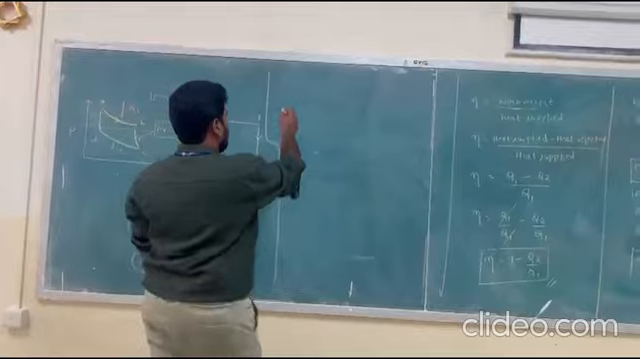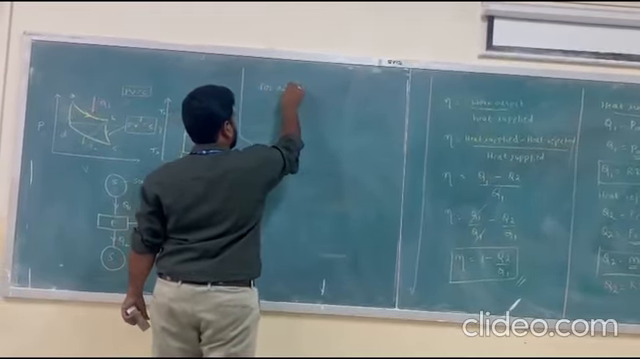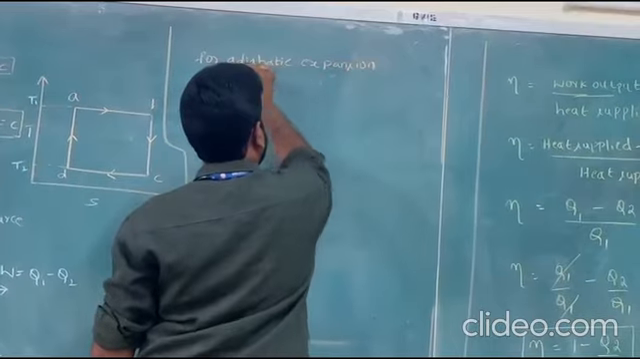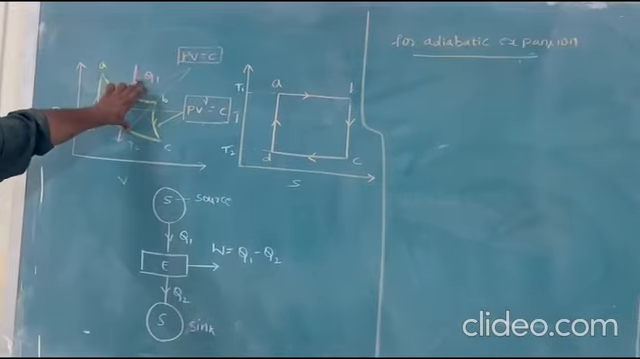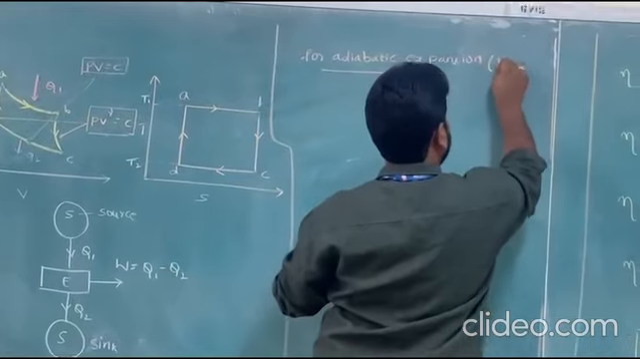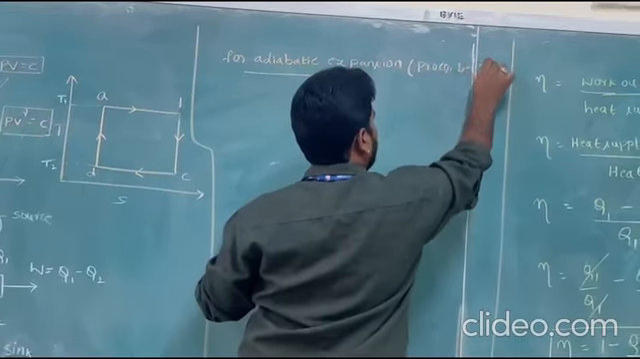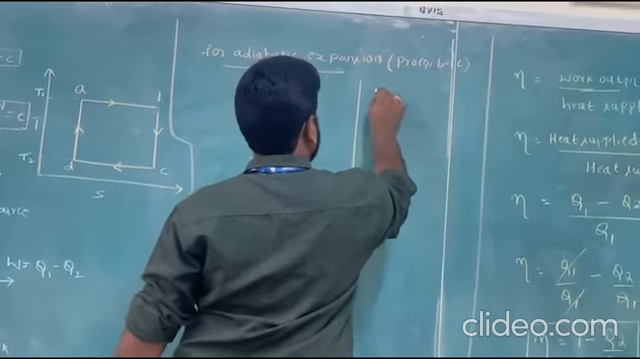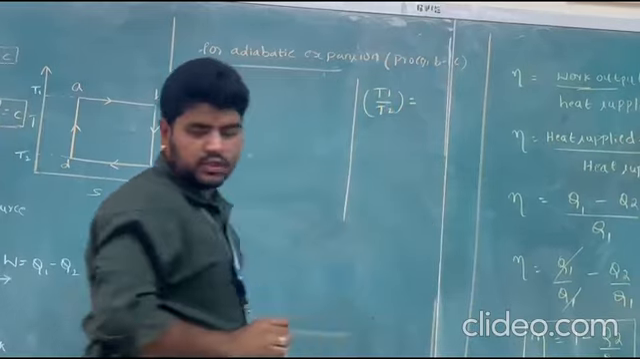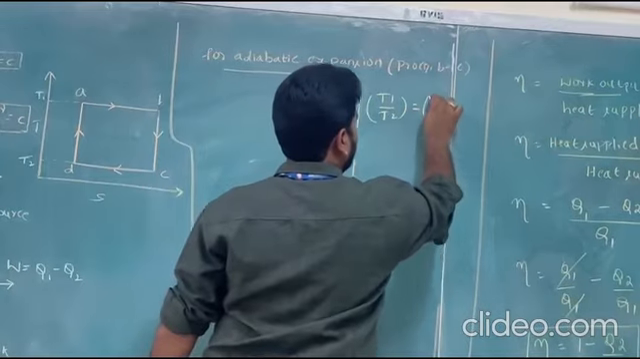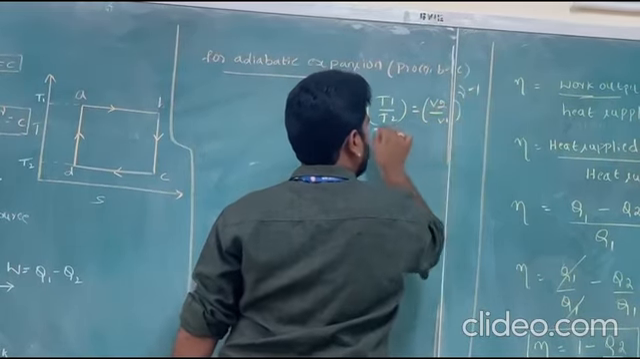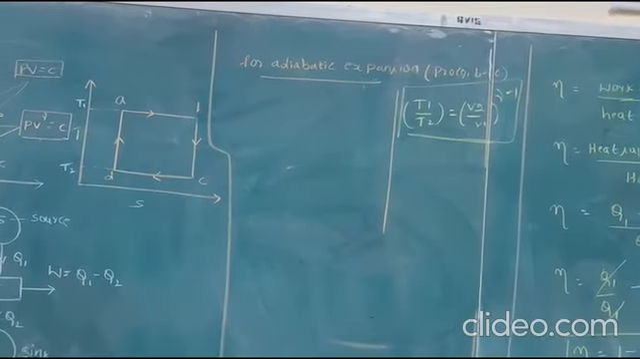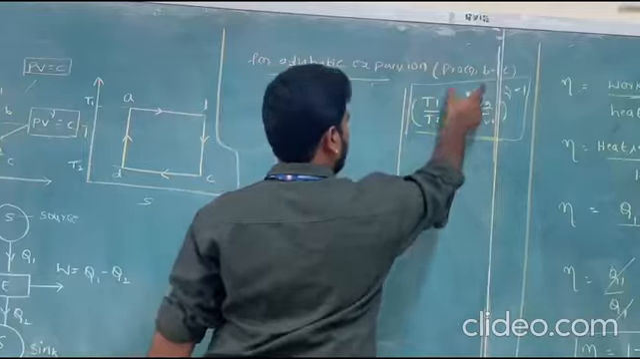As I told, for adiabatic expansion, which takes place from the process B to C. Before that, I have to remember one very important formula, that is T1 by T2 is equal to V2 by V1 to the power of gamma minus 1. This is the very important formula which you already know for the adiabatic process, which you already learned in basic thermodynamics. Now I apply the same formula here, process B to C.